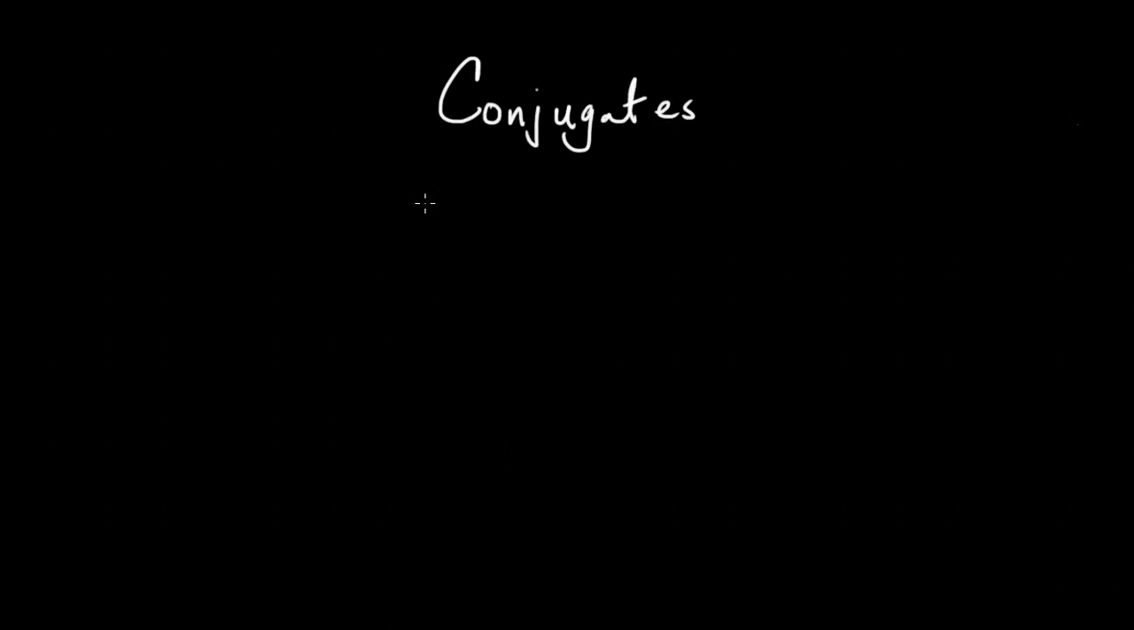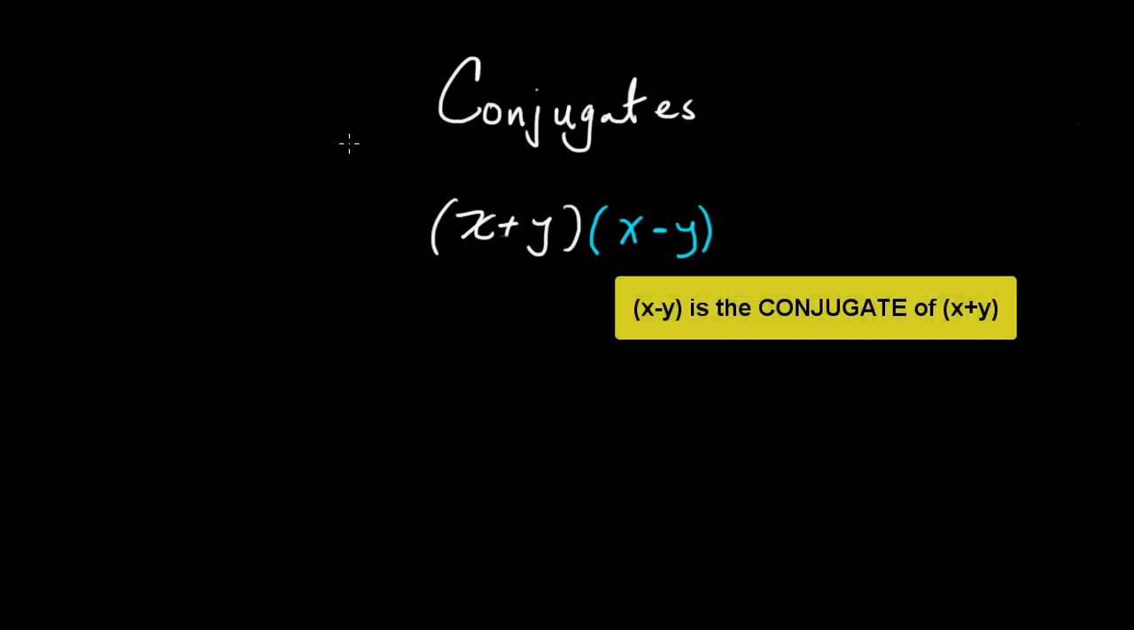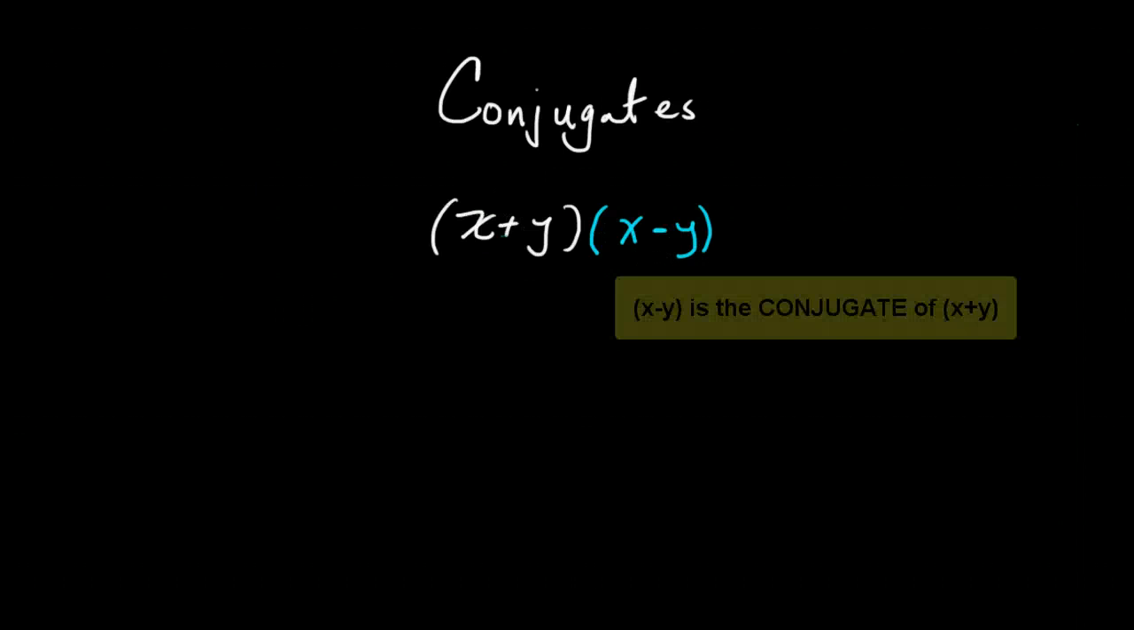A conjugate occurs when I take a binomial, say the quantity x plus y, and I multiply it by the same factors, but instead of saying x plus y, I'm going to say x minus y. So in essence, all I've done was change the sign of my second term. Let's see what happens when I multiply this out.